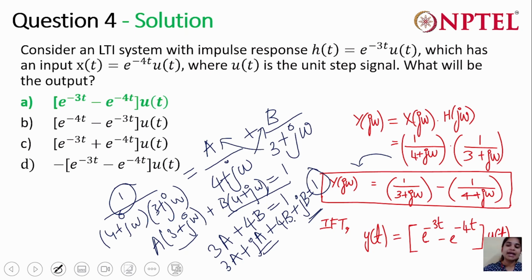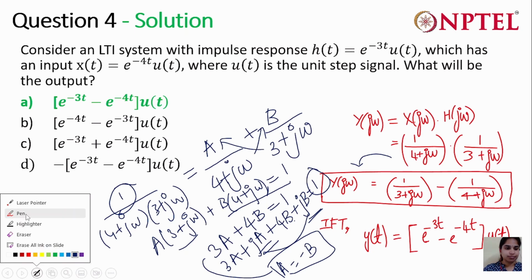So we get a as minus b. So a and b are just inverse of each other. From this I am getting a is equal to minus b. Then I will substitute it in this equation and solve it. If I solve, I will get a as minus 1 and b as 1.